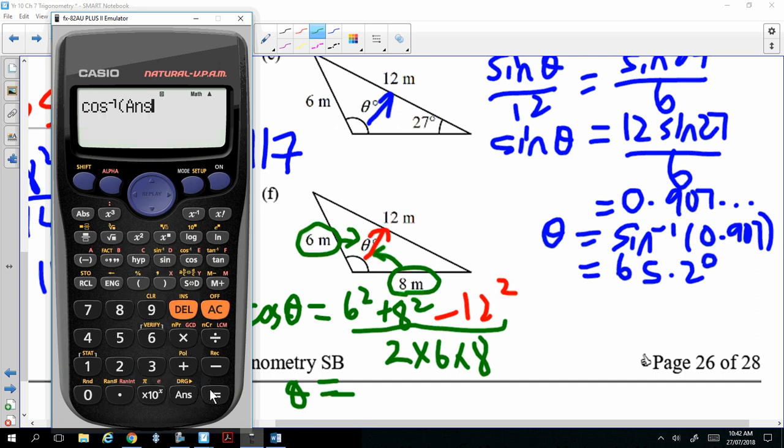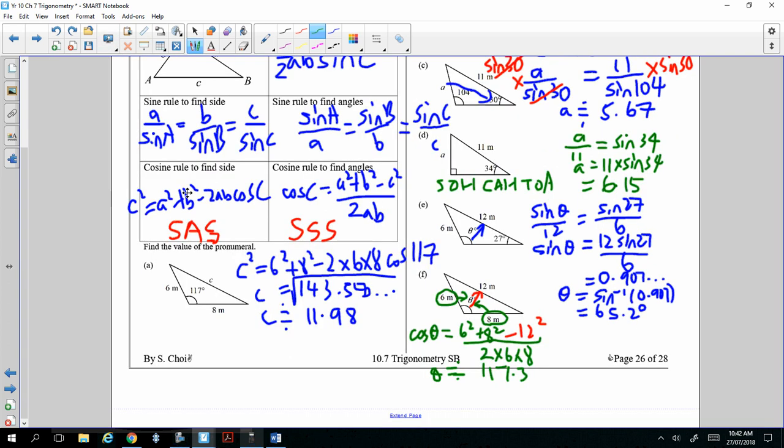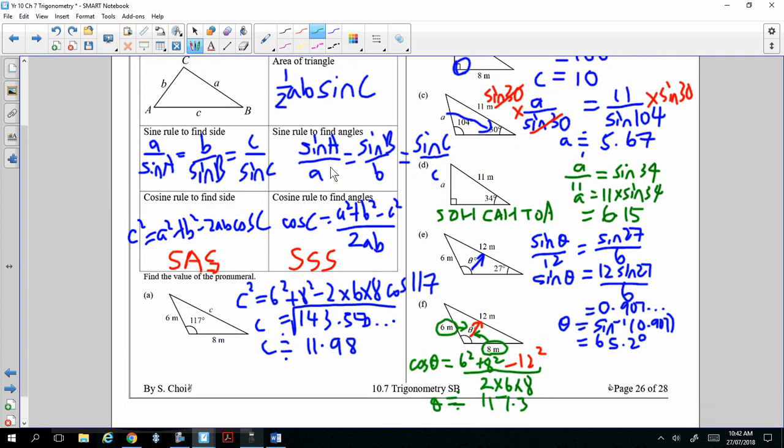117.3. Okay. All right. So we've been working on missing sides and missing angles. Next, we're going to find the area of the triangle and then do some applications to bearings and angles of elevation and depression. Okay, let's move on to the next page.